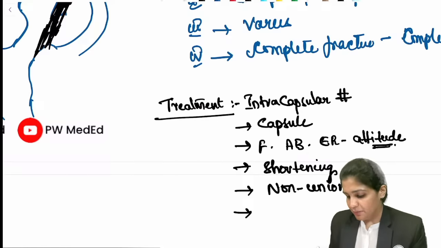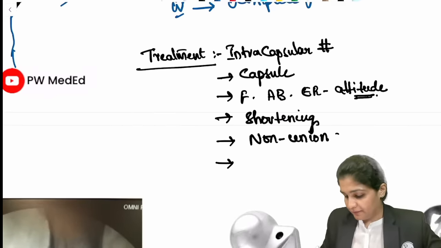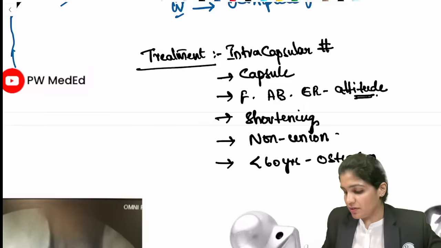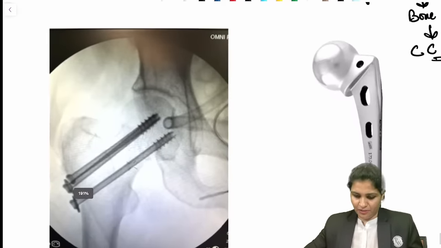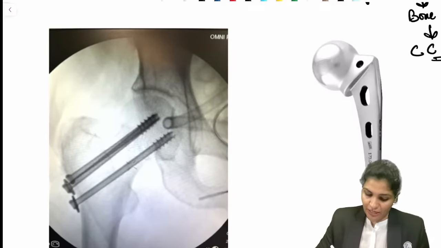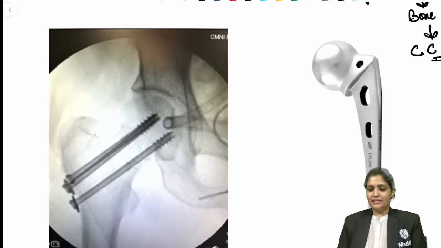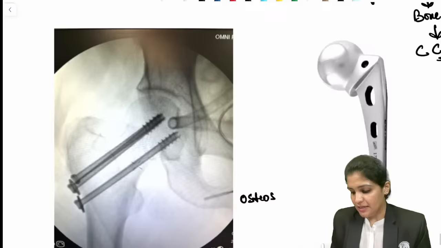The treatment depends upon the age. If the patient's age is less than 60 years, you can try for osteosynthesis. So what is this osteosynthesis? You are promoting the bone healing, right? The implants used are CC screws. If you see, this surgery was done recently. We have placed the CC screws along the fracture line. These are three CC screws which we placed: two anteriorly and one in the posterior part. So this is osteosynthesis, that means you are promoting bone healing.